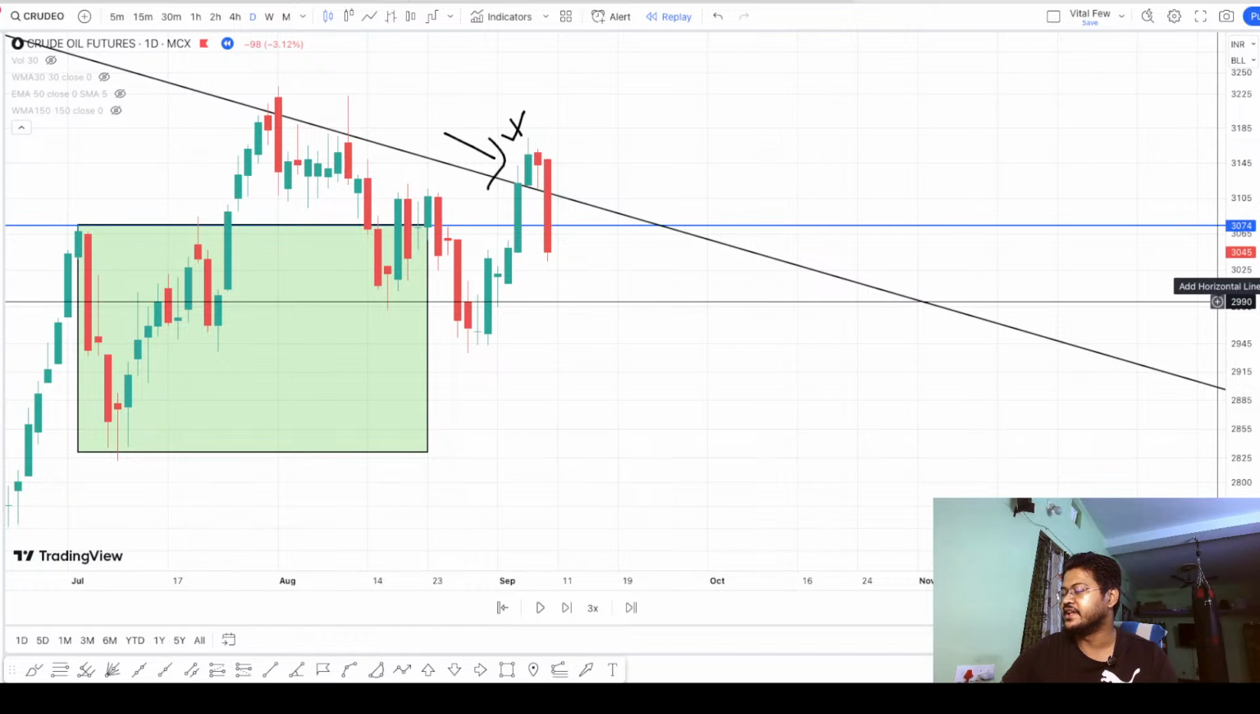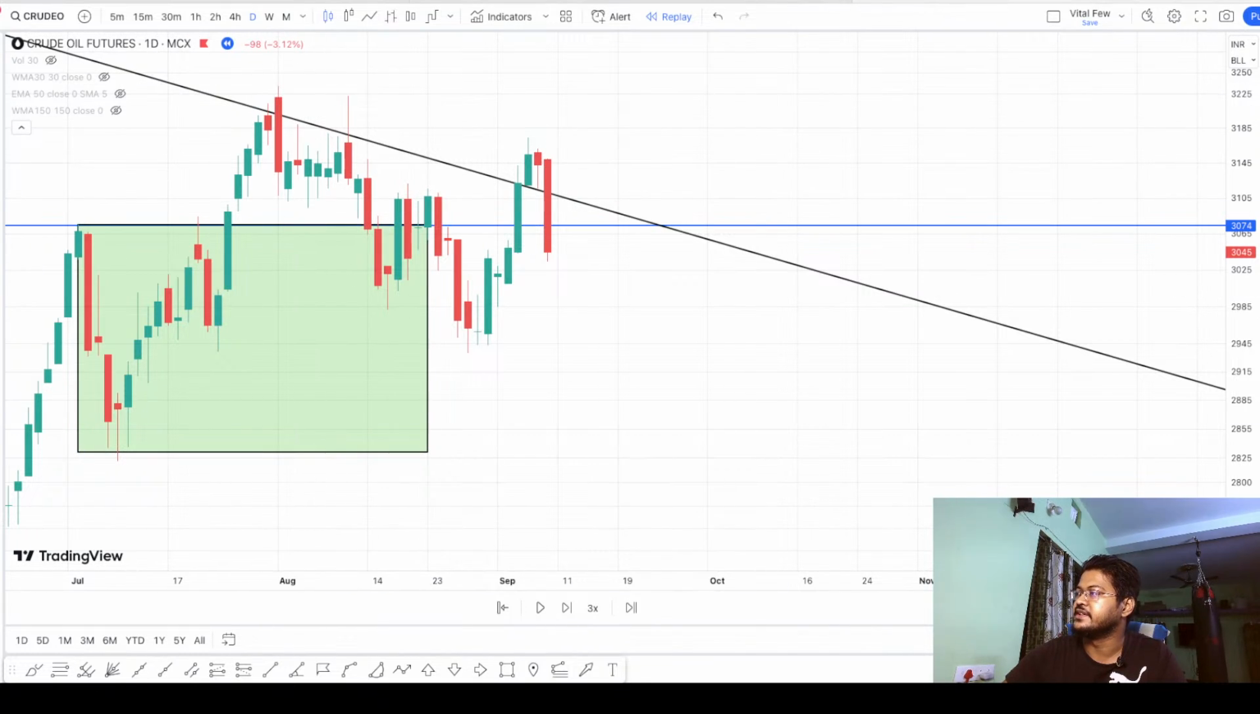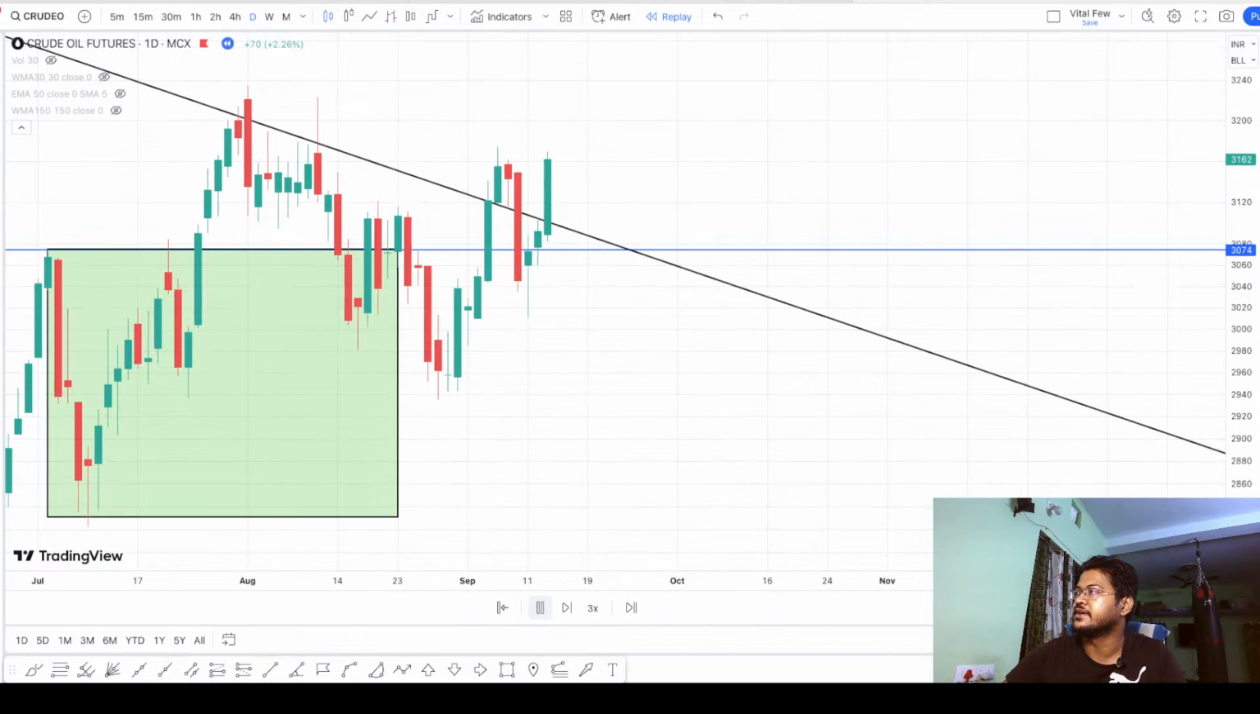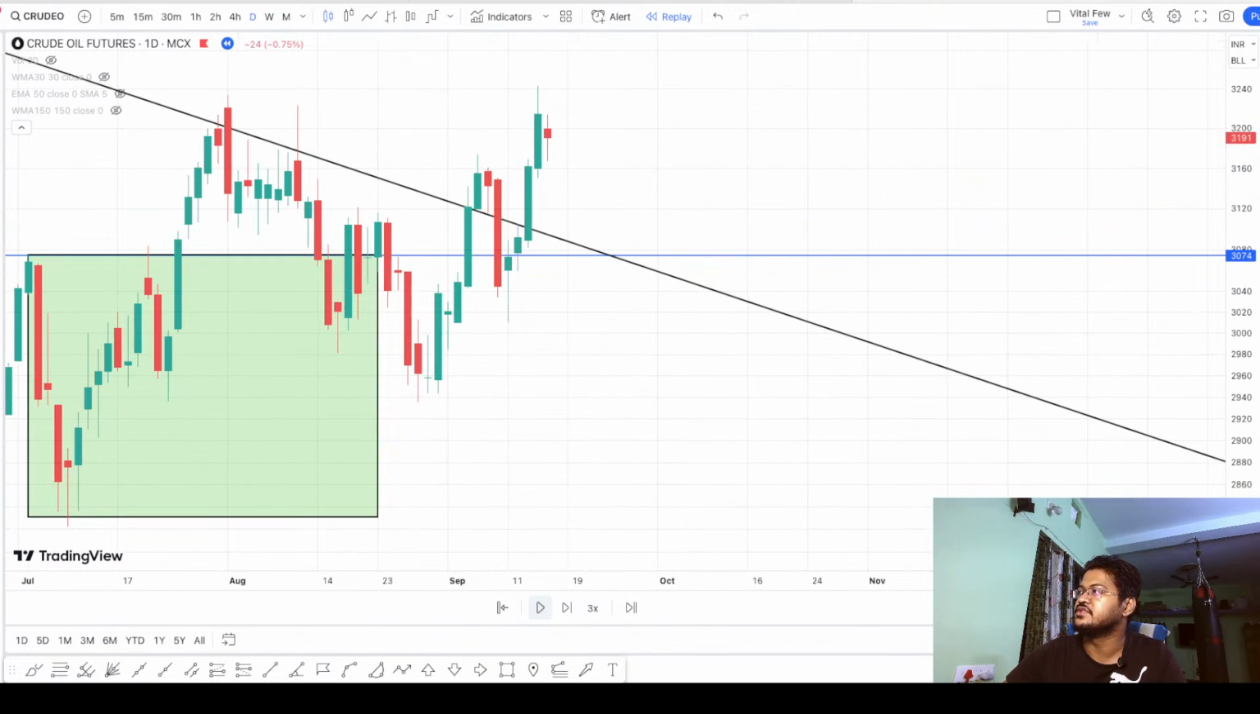If there would have been no wicks at all, and the breakout would have been through a big green candle, like let's say this one, followed by another green candle, even if it's not big, the second one just has to be a green candle, or a doji is also fine, but not a big red candle like this. Then we would have got the confirmation that the uptrend has actually started. But here again we are getting to see a red candle, a pullback. Okay, now we are getting to see something big.